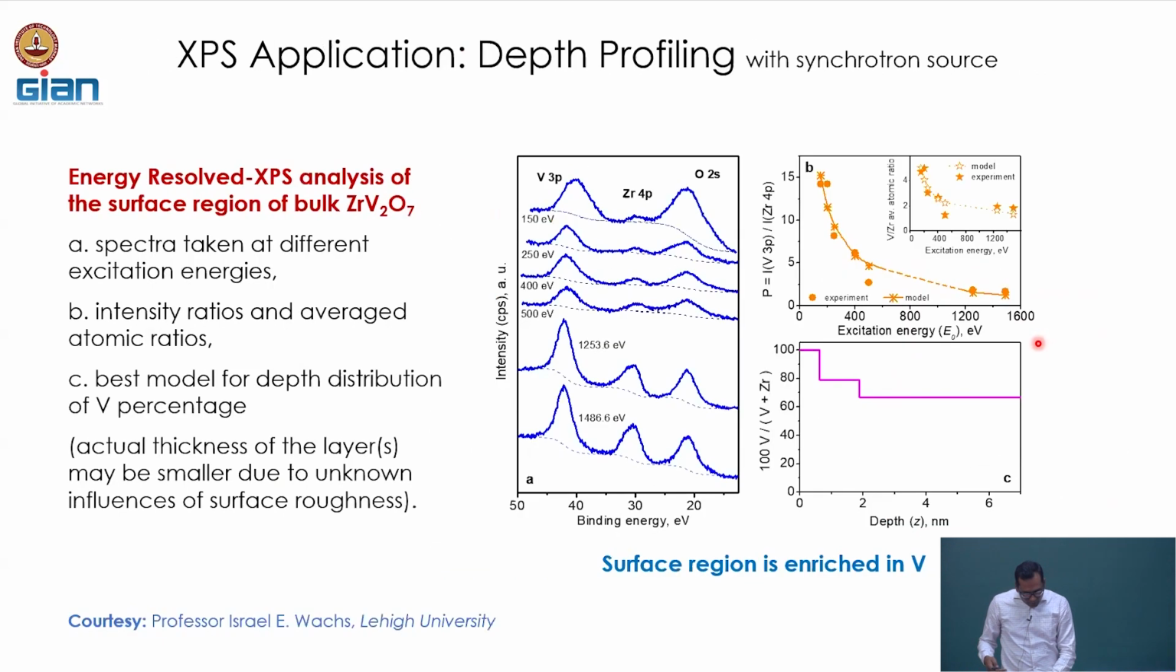Now this is very interesting. I was talking about this benchtop XPS, where the X-ray energy cannot be tuned, but then we have synchrotron XPS, where we can actually tune the X-ray energies. And here what we are seeing is a bulk zirconium vanadate species. With regular XRD and XPS, you will see a zirconium vanadate species, and you will assume that the bulk is going to be reflected on the surface. But is that the case in reality?